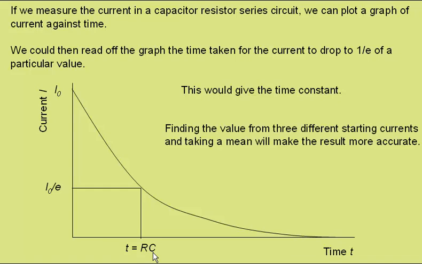Finding the value from 3 different starting currents and taking a mean will give us a more accurate result. For example, we could pick another value, which I've called I1, and this comes out at this point. Then if we find 1 over E of I1, that would come out at this point. Finding this time here would give another value for the time constant. If we did this a third time and then found the mean of our 3 values, this would give us a more accurate result.